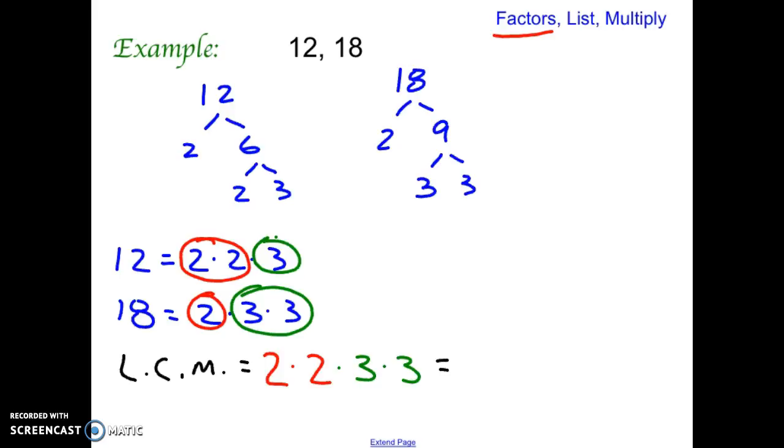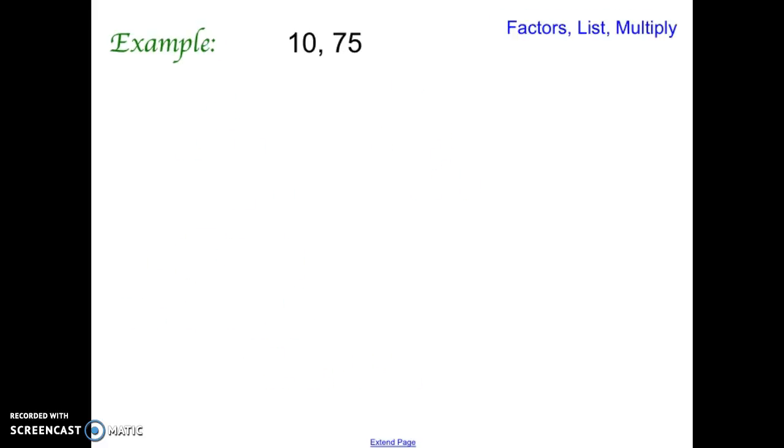Now we multiply this together. So if we do 2 times 2 times 3 times 3, we should get 36. So our least common multiple of 12 and 18 is 36. And if you note, 36 is divisible by both 12 and 18 evenly.